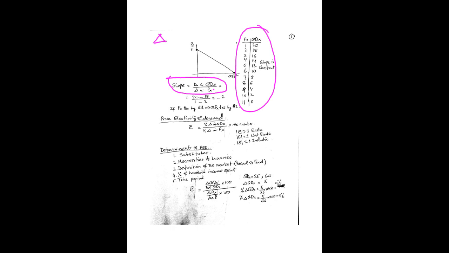We know that the law of demand shows that if price increases, quantity demanded decreases. If price decreases, quantity demanded increases. So I know the relationship is negative. I have calculated the slope using these two points. See how I have calculated the slope.